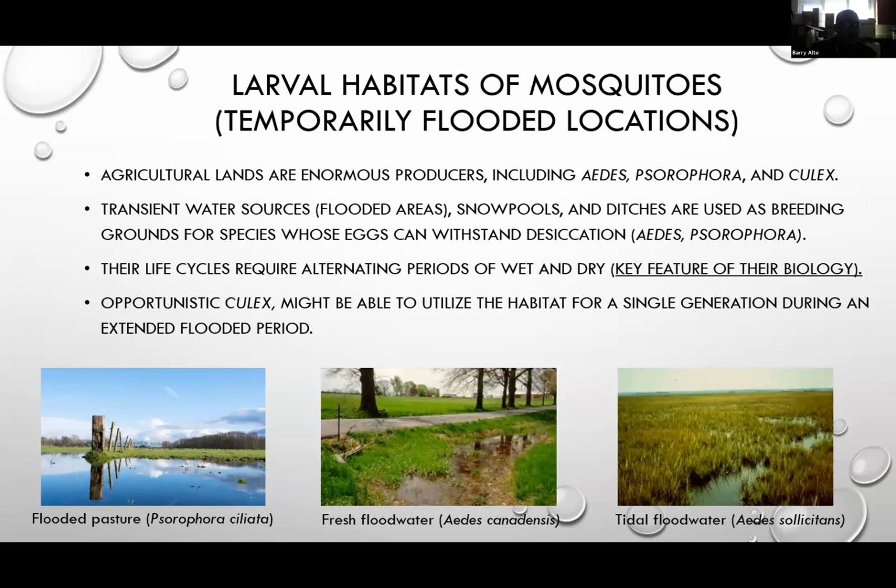And these eggs that they lay on the soil can withstand desiccation, sometimes for years, such as in Aedes and Psorophora. Their life cycle is in tune with this type of adaptation, in the sense that they require alternated periods of wet and dry. So this is a key feature of their biology. Now, opportunistic Culex, like Culex nigripalpus, might be able to utilize the habitat for a single generation during an extended flooded period, but they're not typically the ones that you'd think would be laying their eggs or egg rafts on soil.